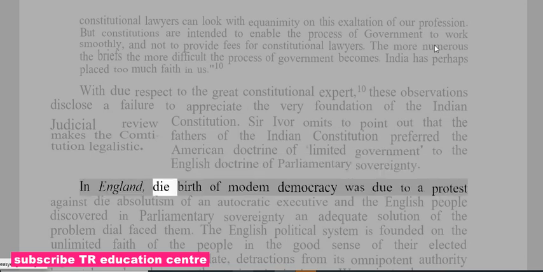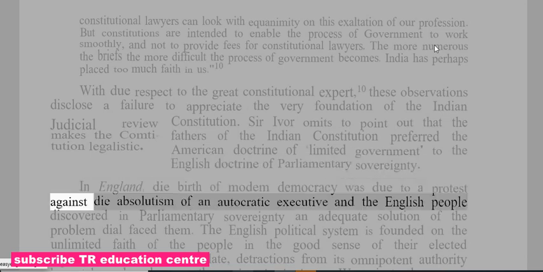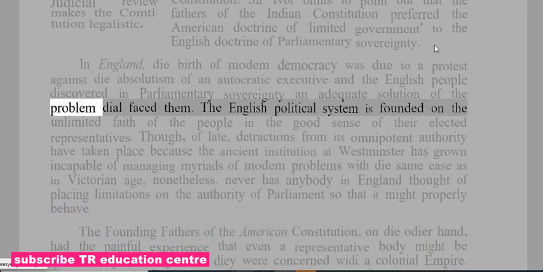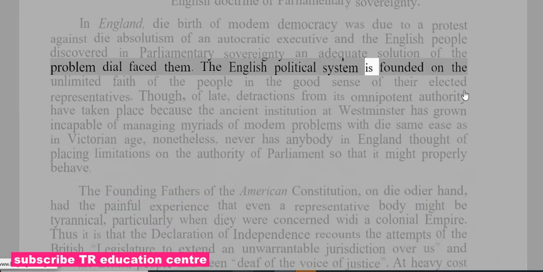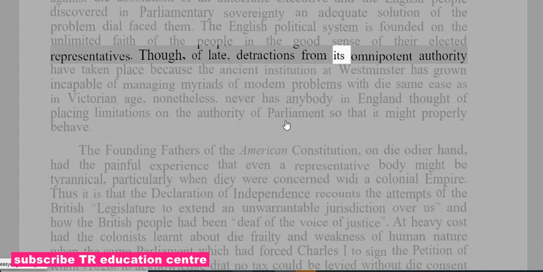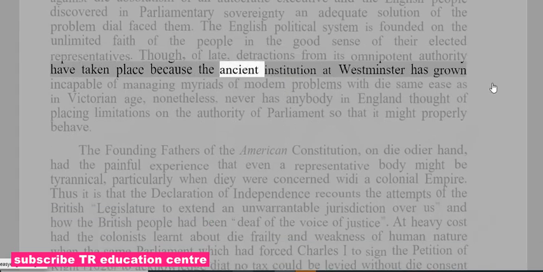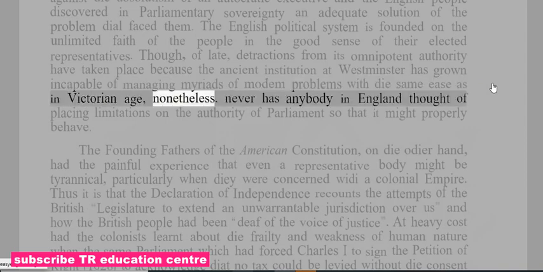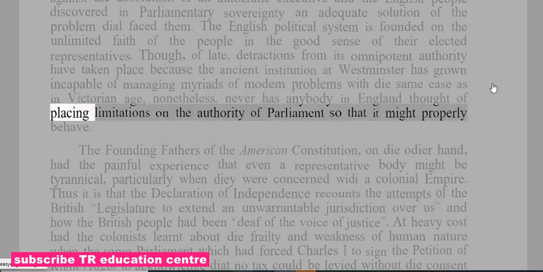In England, the birth of modern democracy was due to a protest against the absolutism of an autocratic executive, and the English people discovered in parliamentary sovereignty an adequate solution of the problem that faced them. The English political system is founded on the unlimited faith of the people in the good sense of their elected representatives. Though of late, deviations from its omnipotent authority have taken place because the ancient institution at Westminster has grown incapable of managing myriads of modern problems with the same ease as in the Victorian age. Nonetheless, never has anybody in England thought of placing limitations on the authority of Parliament so that it might properly behave.